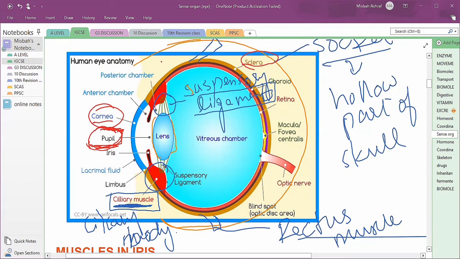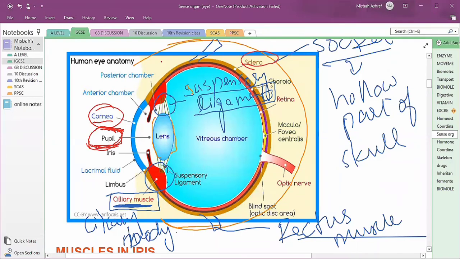Okay, let me revise again. The first layer is the sclera, which is fibrous, white, tough, that protects the eye, and at the front it forms the cornea, which is transparent because the cornea has to transmit light, so that's why it is transparent.